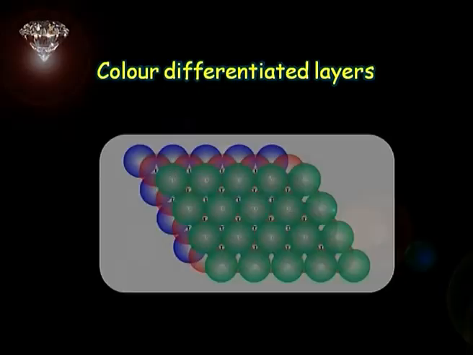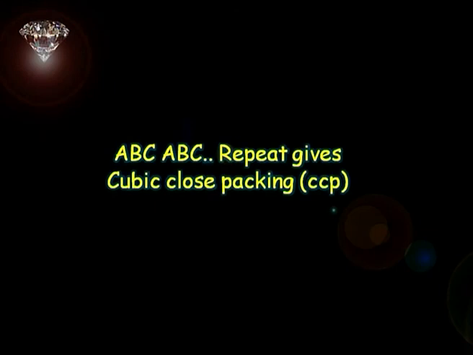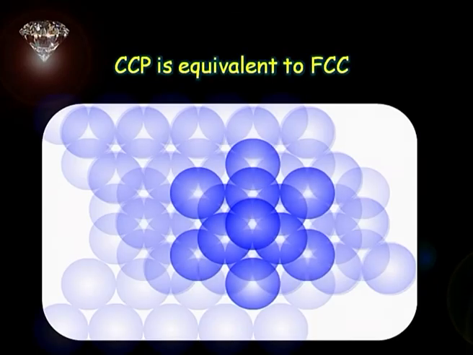Such a close packed structure can be shown slightly differently with color differentiation here. This is my A layer, B layer, C layer. You can see that none of the layers overlap each other; they are different layers by themselves. If I look at such a pattern, that is called CCP, cubic close packing. Now, let us try to clarify exactly what this cubic close packing is. This picture is an attempt to show that CCP is equivalent to FCC.